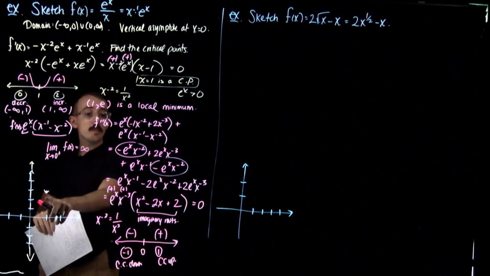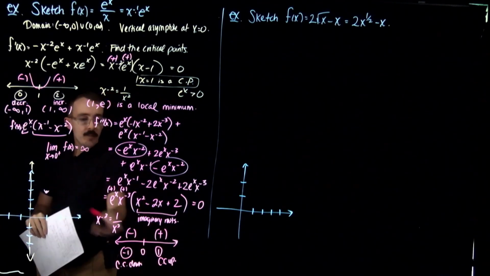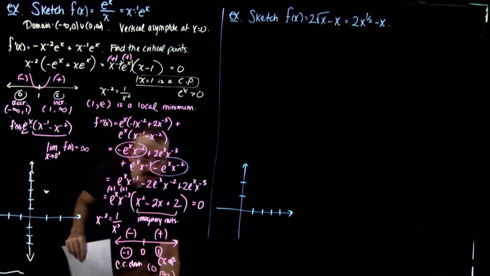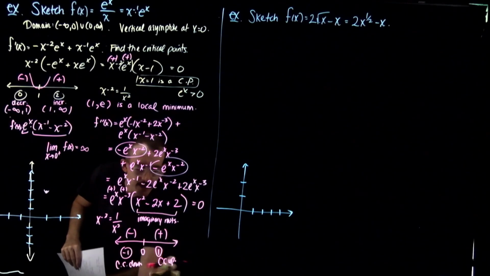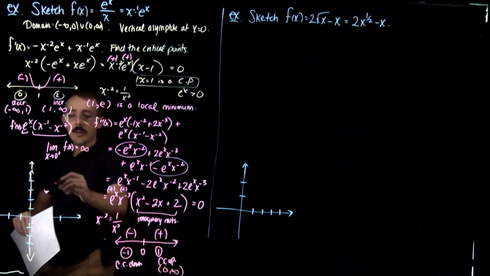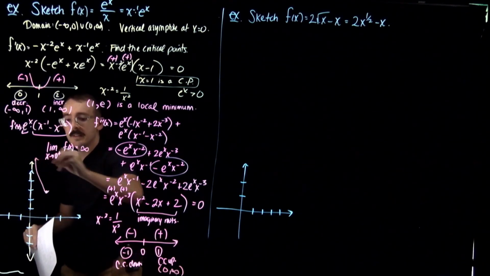And not only that, but I know I'm concave up from 0 to infinity. And let me write that a little better over here. From 0 to infinity. So I know the graph goes something like this.